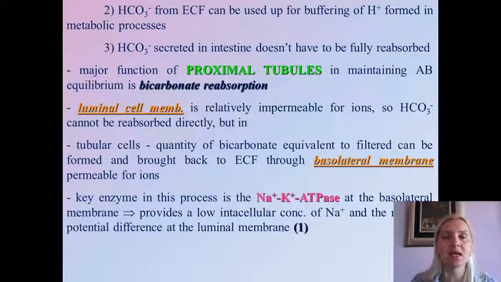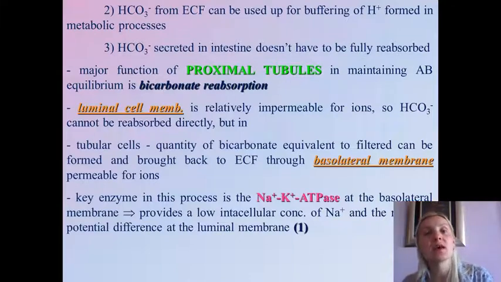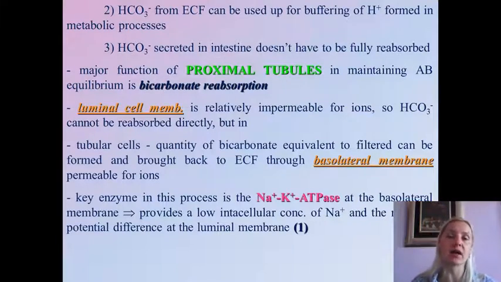There are some other ways. Bicarbonate ions can be used up for buffering hydrogen ions formed during metabolic processes inside cells. And finally, a certain amount of bicarbonate ions can be secreted to the gastrointestinal tract, and it does not have to be fully and completely reabsorbed. So there is a requirement to do two things: to reabsorb bicarbonate ions efficiently, or to do something to regenerate and replenish used quantities of bicarbonate ions.